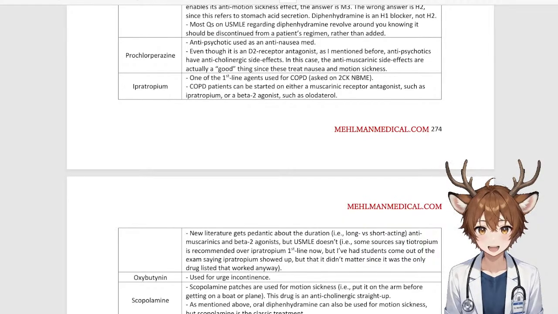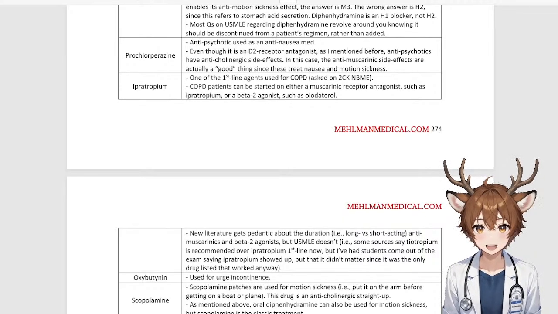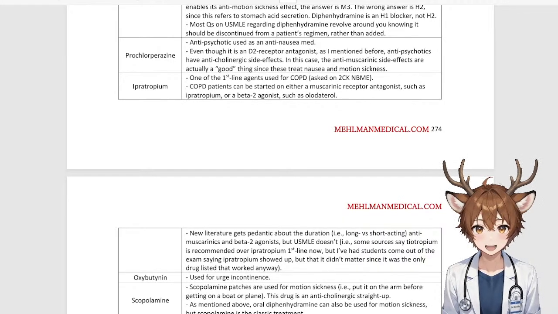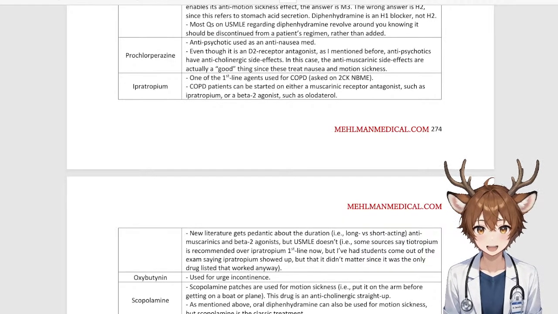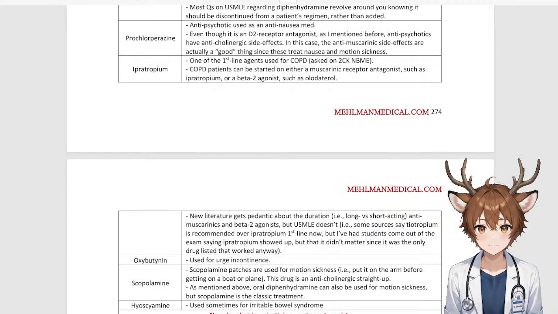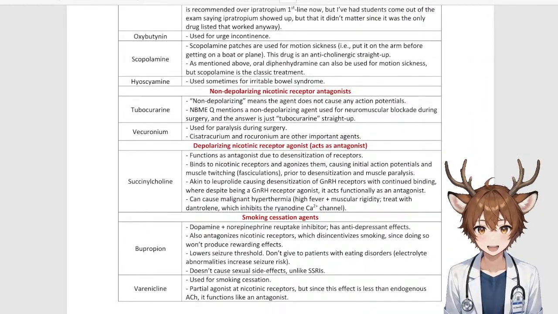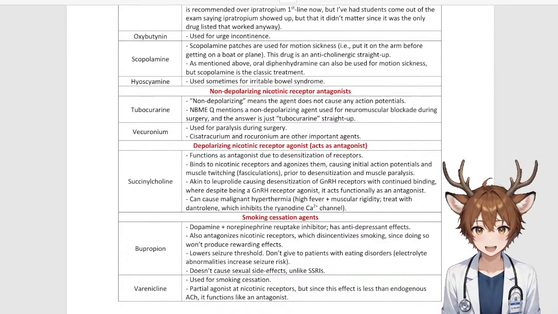And again, it's a muscarinic receptor antagonist such as ipratropium, or a beta-2 agonist such as olodaterol, which is going to be used for COPD. Oxybutynin, used for urge incontinence. Scopolamine. Scopolamine patches are used for motion sickness, i.e. put on the arm before getting on boats or planes.